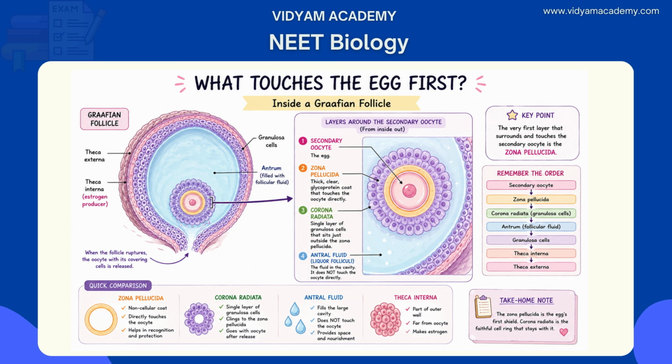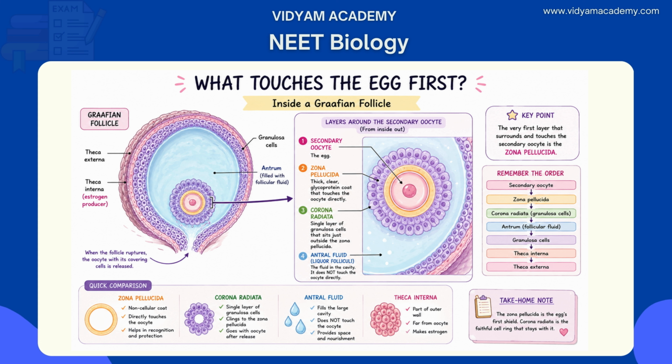The zona pellucida is a thick non-cellular glycoprotein coat that sits directly on the surface of the secondary oocyte. It is the very first layer touching the egg. Just outside the zona pellucida comes the corona radiata, which is a single ring of granulosa cells that clings to the zona pellucida surface and accompanies the ovum even after it is released from the follicle.